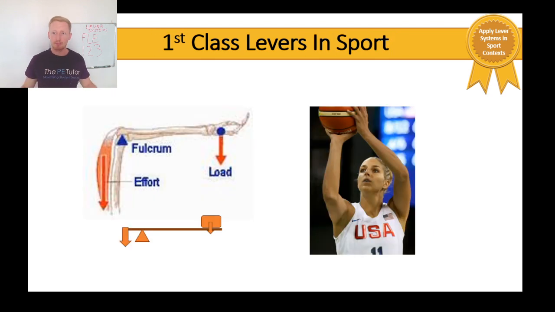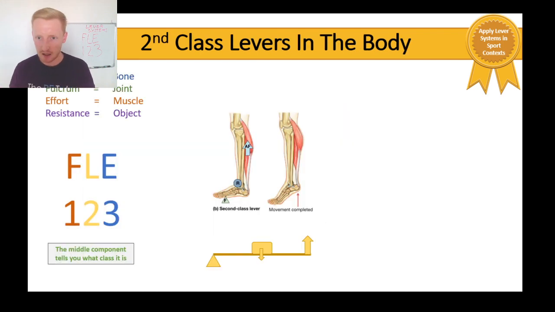In sport, basketball free throw. The basketball is the load, the tricep contracts and pulls the radius up, and we overcome the load or resistance at the right amount so the ball travels towards the hoop. Second class lever, FLE 1, 2, 3, L2 is in the middle. So the load is in the middle, with fulcrum and effort at the other two ends.